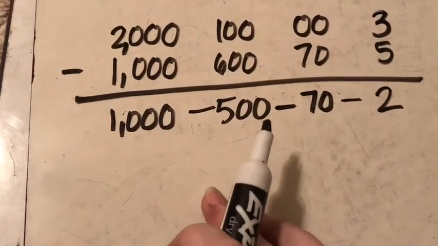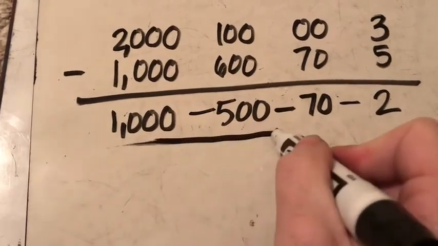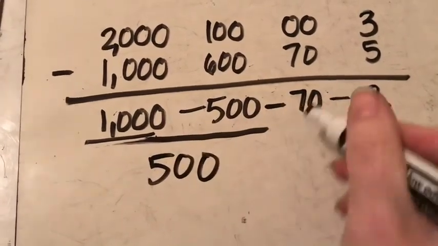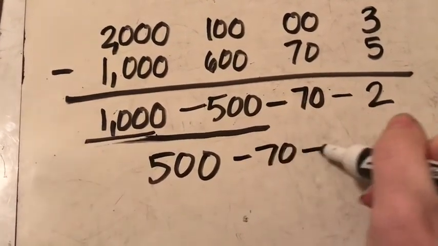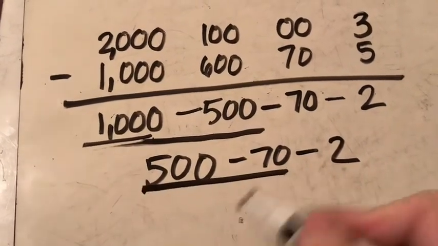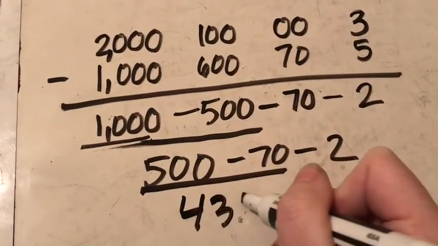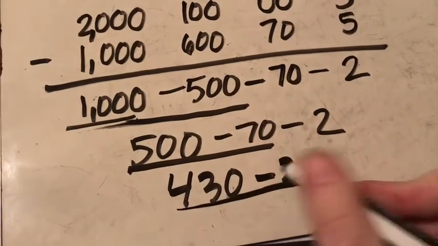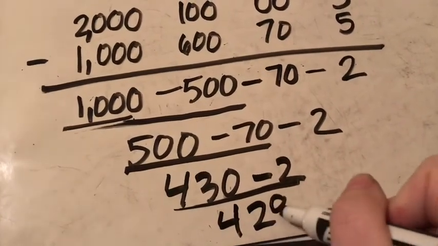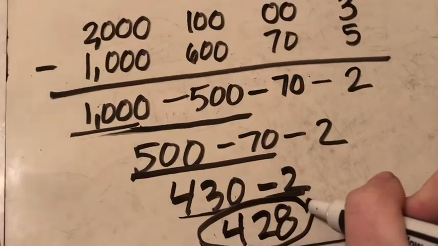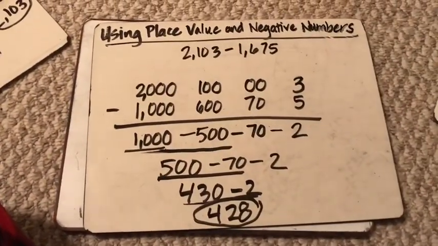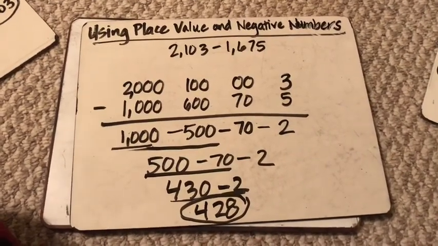All right, so now let's take a look at what we have. If I have 1,000 and I subtract 500, I'm just going to start there. That's going to give me 500. And I'm going to bring the rest of this stuff down. Now when I do 500 minus 70, that's going to be 430, minus 2. And then when I do 430 minus 2, that's going to give me 428, which is the same difference that I got over here when I was adding up. So this strategy is how we can use place value and negative numbers to find the difference.